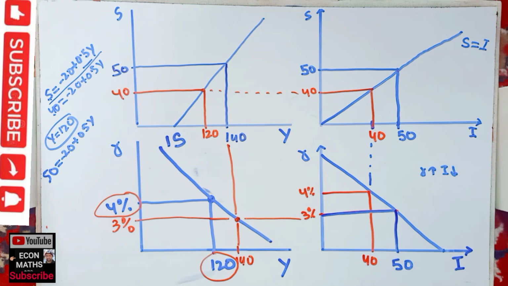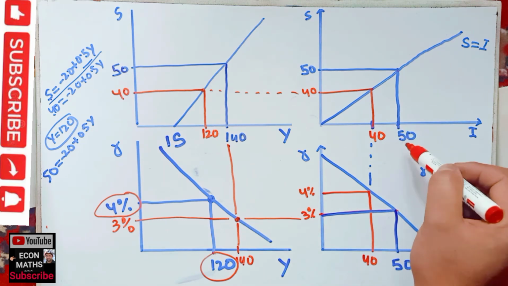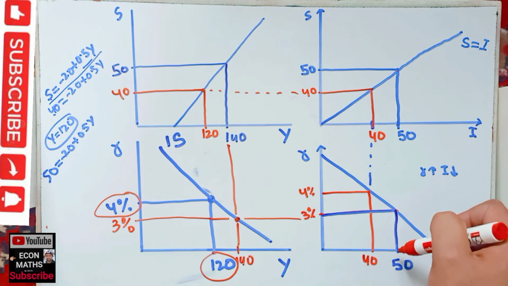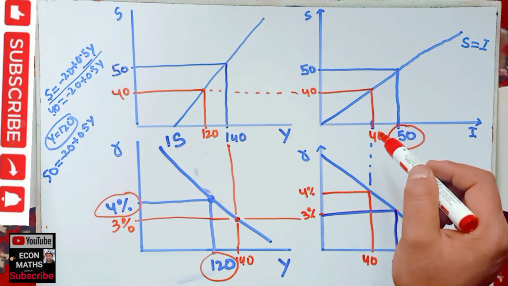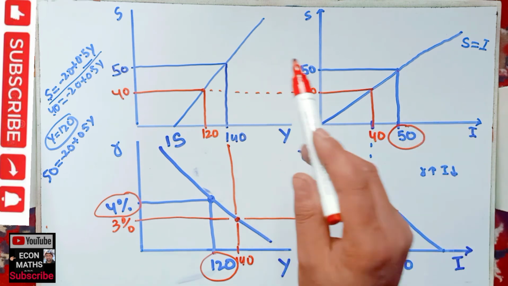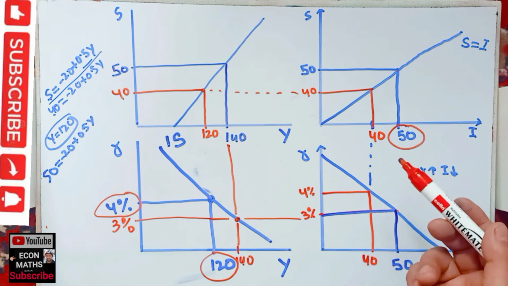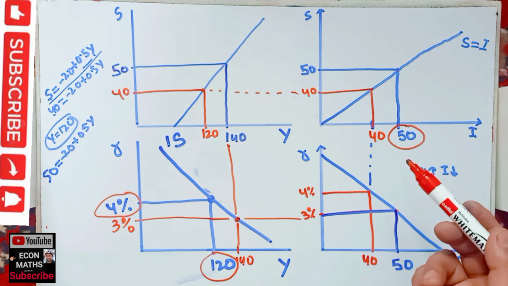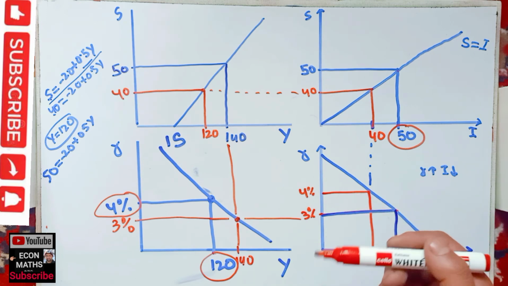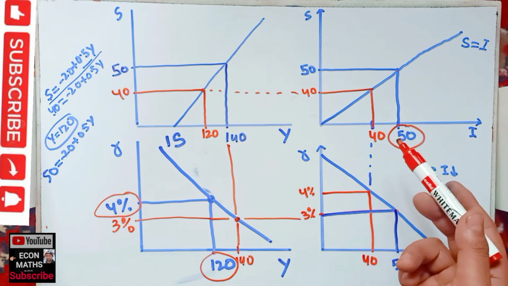Now one thing is to be seen here. If the investment increases, let us say from 40 to 50, the income will increase by the multiplier process. That is, the investment has a multiplier effect on the income. If investment increases, income also increases.